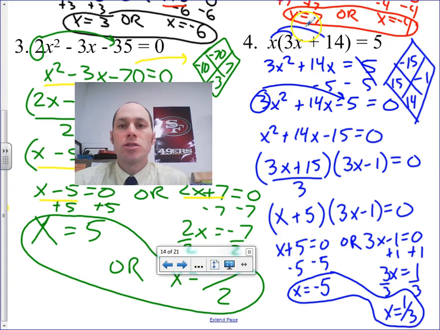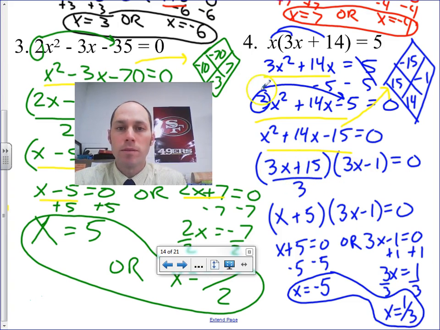So I would need to distribute first to get 3x squared plus 14x. And since it equals 5, I'd subtract 5 from both sides. And then I use the AC method to multiply the A times the C. Then I could create my diamond. Found my factors, 15 and negative 1. And I put the 3 into both factors, and then I had to divide it out of one of them because I had multiplied it over to begin with.